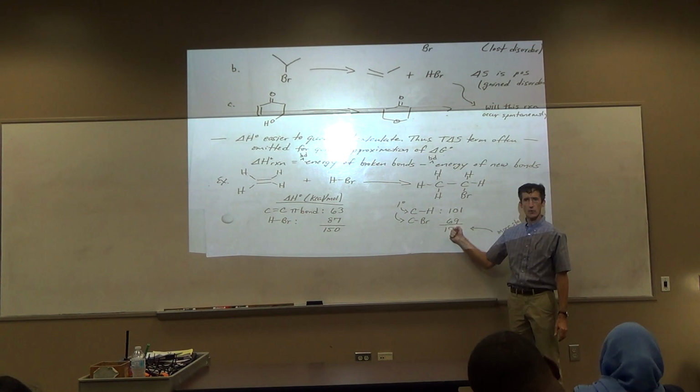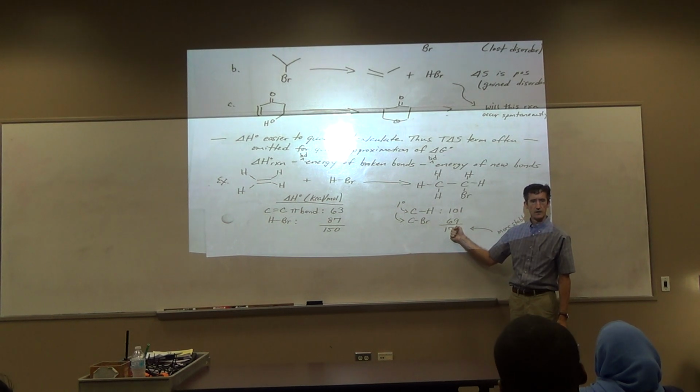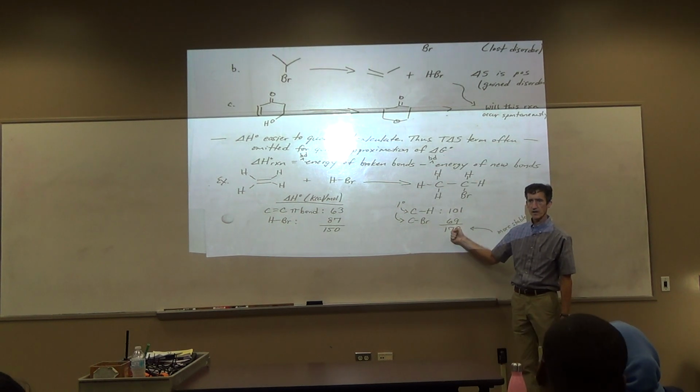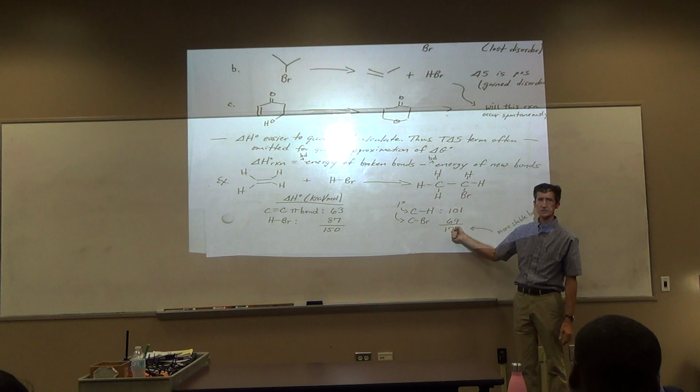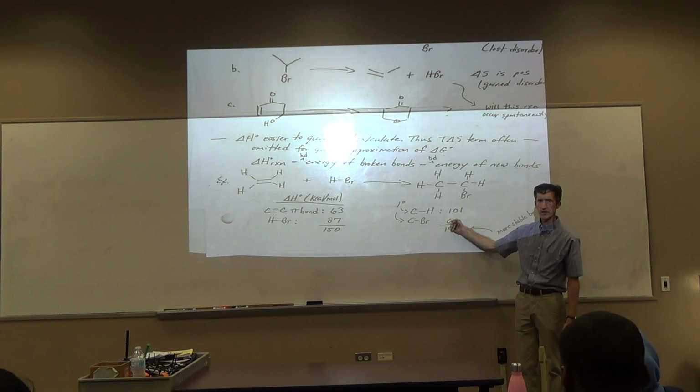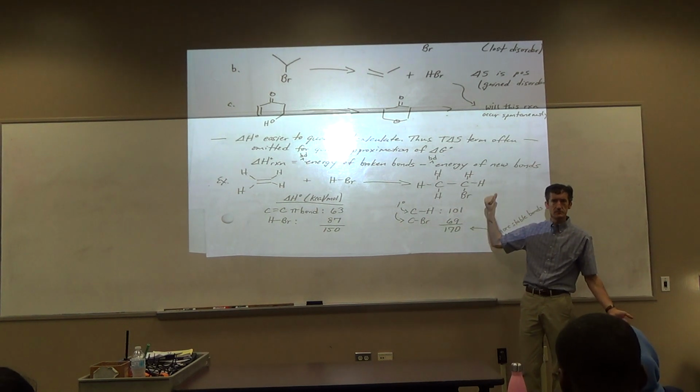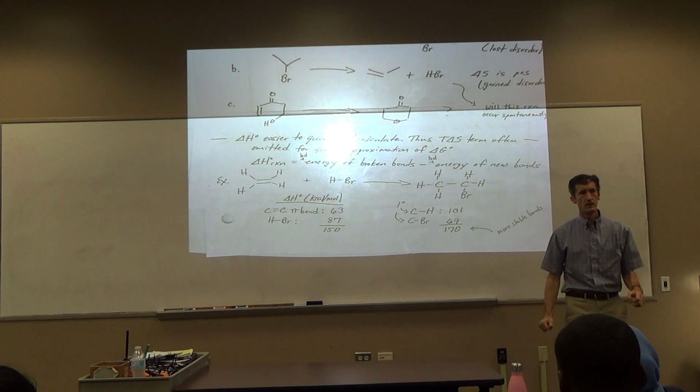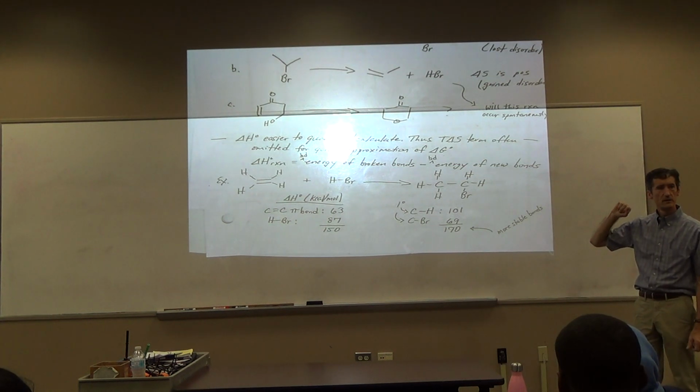This side is now lower energy because it has stronger bonds. Well, energy can't just disappear. If this is lower energy, where's that other energy that was on that side? You have to add it to the product side of the reaction.